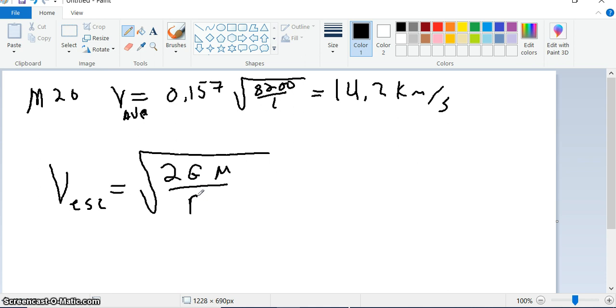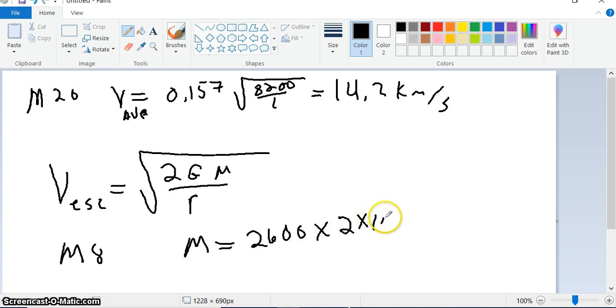Using this formula, for the first one, M8, they give us the mass, which is 2,600 times the mass of the sun, and they also give us the radius. So the mass is 2,600, and of course times the mass of the sun, which is 2 times 10 to the 30th kilograms.